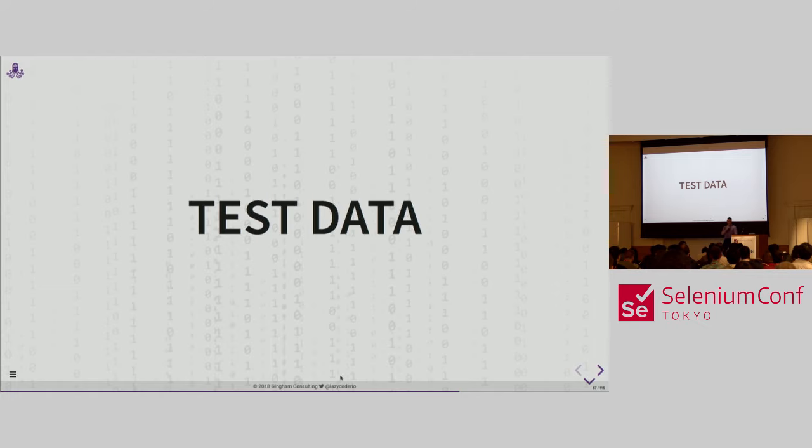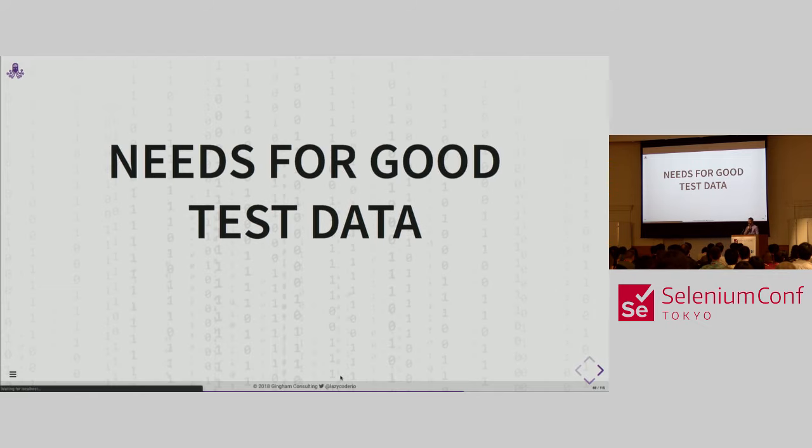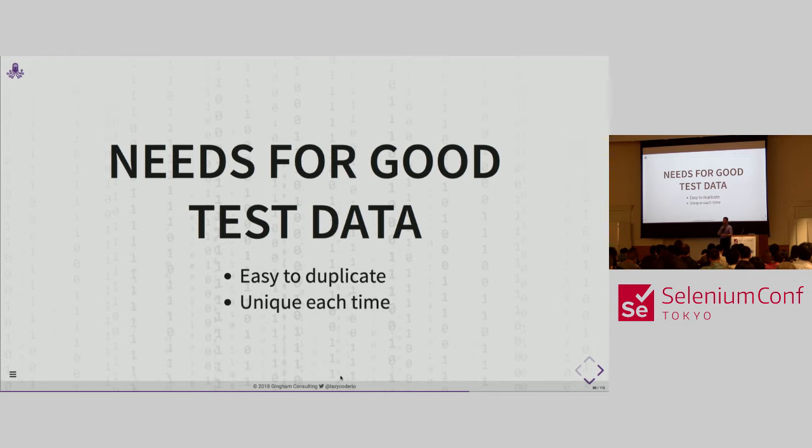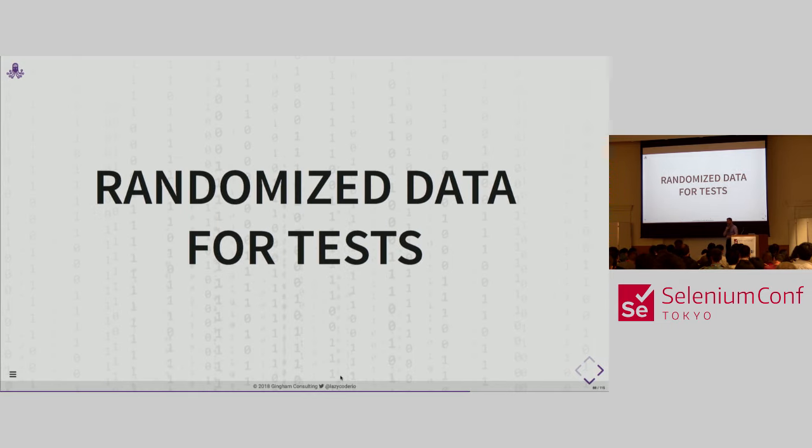All right, next up is test data. And mainly everybody has a need for good test data because good test data makes your test actually really good. It's weird how that's a correlation. Some of the requirements for good test data are easy to duplicate test data. You typically want your test data to be unique each time, which the best way to do it is to randomize all your data for your tests.